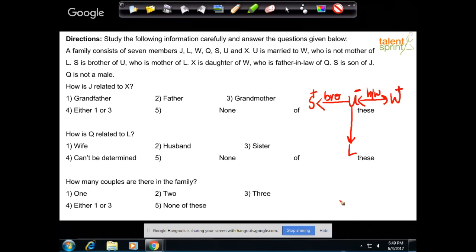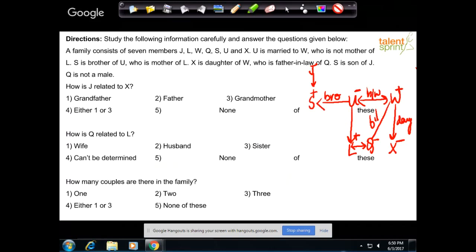Then they tell us X is the daughter of W. X is the daughter. Done. Then they tell us that W, who is the father-in-law of Q, and Q is not male. So W is the father-in-law of Q. We know U and W have two children, which means that L and Q are married, and that makes L male. And they tell us S is the son of J. Notice we do not know whether J is male or female.